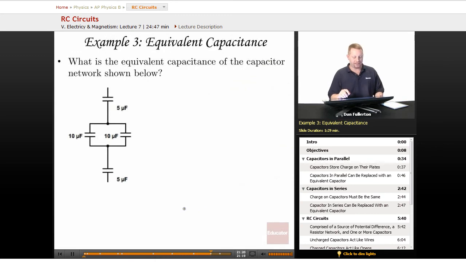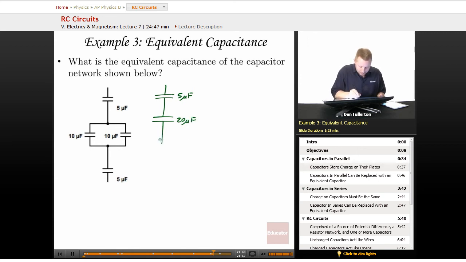What's the equivalent capacitance of the capacitor network shown right here? Well, we've got 1 in series, 2 in parallel, and 1 in series. So I'm going to redraw this with our 5 microfarad capacitor. Our 2 capacitors in parallel are very easy to calculate their equivalent capacitance. We just add them. So 10 plus 10 microfarads will be 20 microfarads. And then we go to our 3rd capacitor in series, 5 microfarads. So that's an equivalent network there.